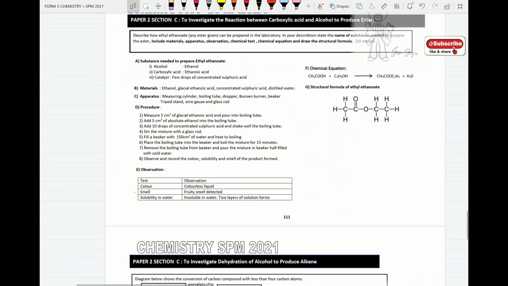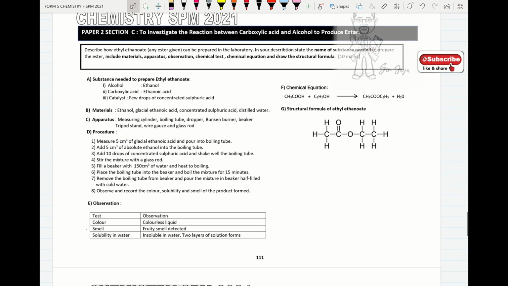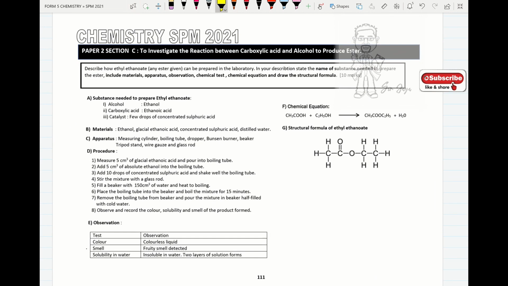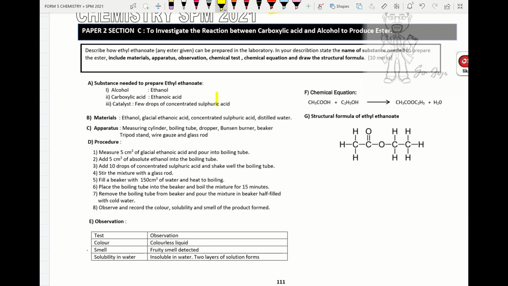All right, so we move on to the next part, the essay question. A very important essay question. So we check the question here. This can come out in section C, question number 11, an experimental essay question. So we try to answer this question.